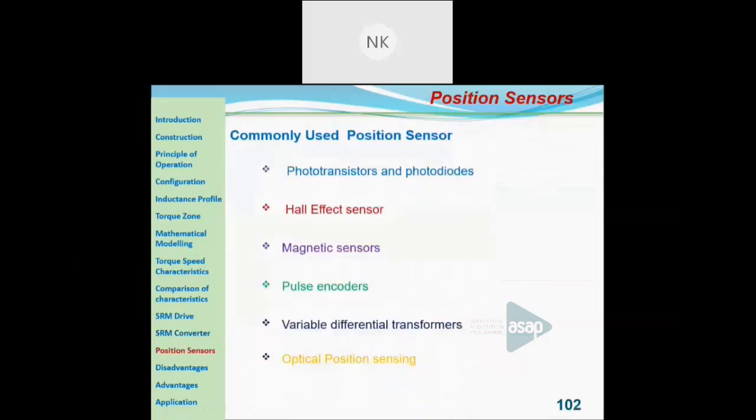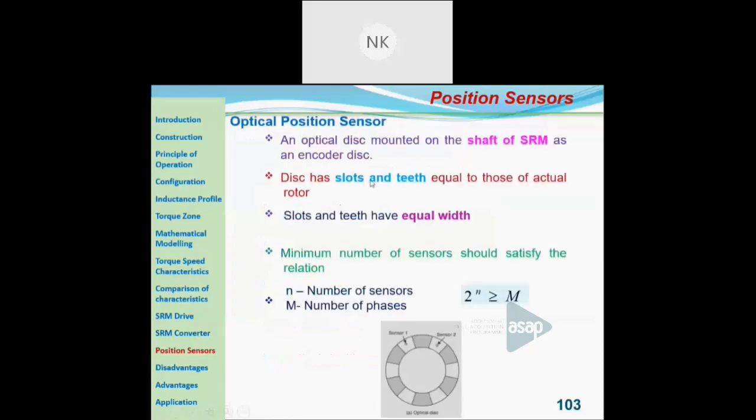Then you can have the position sensors. Position sensors means phototransistors, Hall effect sensor, magnetic sensor, pulse encoder, variable differential transformer, optical position sensing can be used. If you are using an optical sensor, it will have slots mounted on the shaft of the SRM and teeth equal to that of the rotor, with equal width, and it should satisfy 2 raised to n greater than or equal to m. That means n is the number of sensors and m is the number of phases.